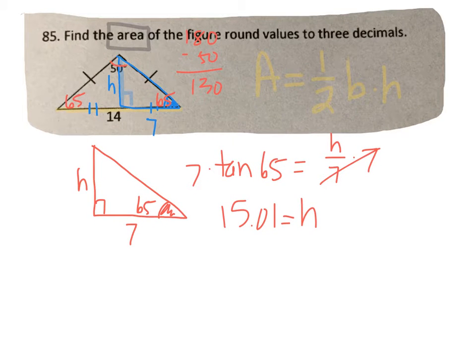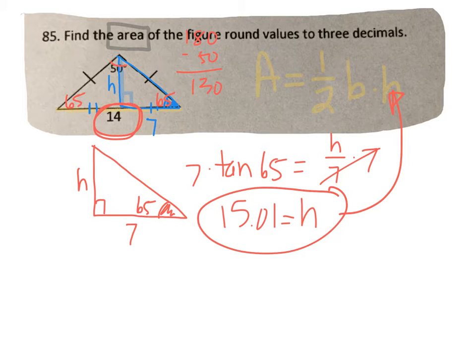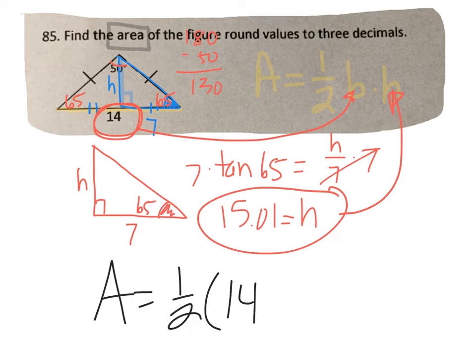So now let's go back into your formula. So the height is 15.01. Remember, the base of your triangle is 14. So now we can actually solve the problem. Area equals 1/2 times 14 times 15.01.